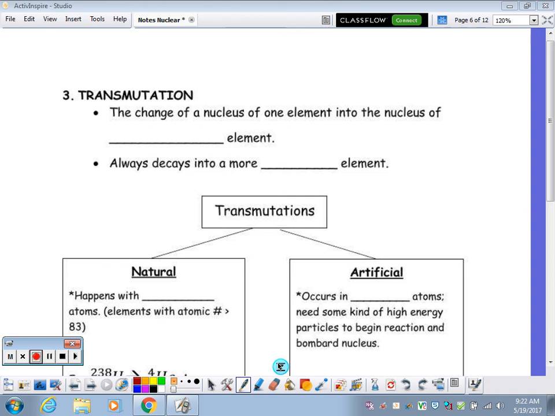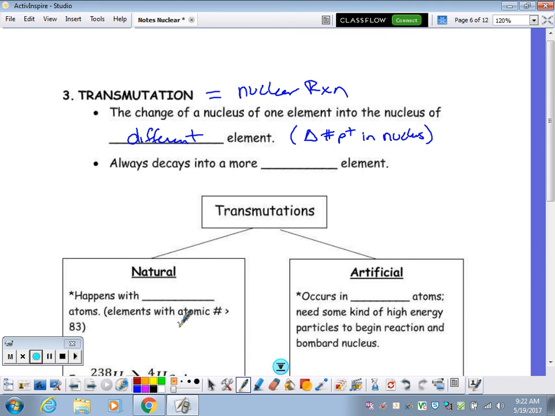Nuclear chemistry, note page 5, transmutation. Transmutation is just another word to represent a nuclear reaction. It is the change of a nucleus of one element into the nucleus of a different element. The result of a transmutation, or every nuclear reaction, is a change in the number of protons in the nucleus. And if you remember, if you change the number of protons, you change the identity.